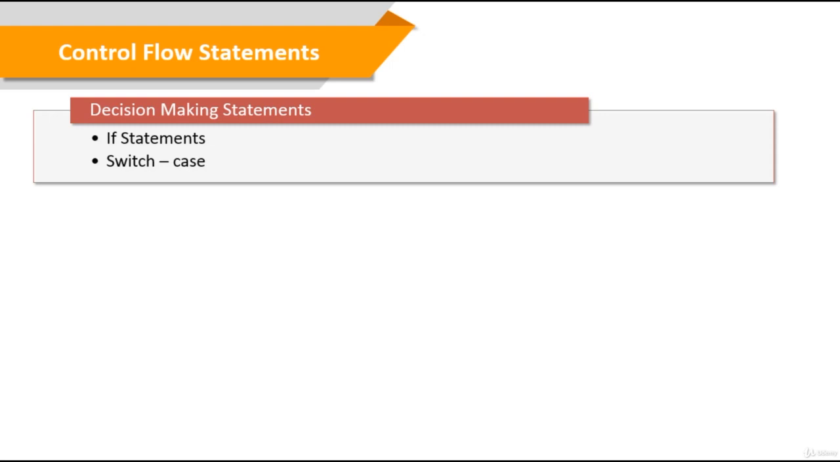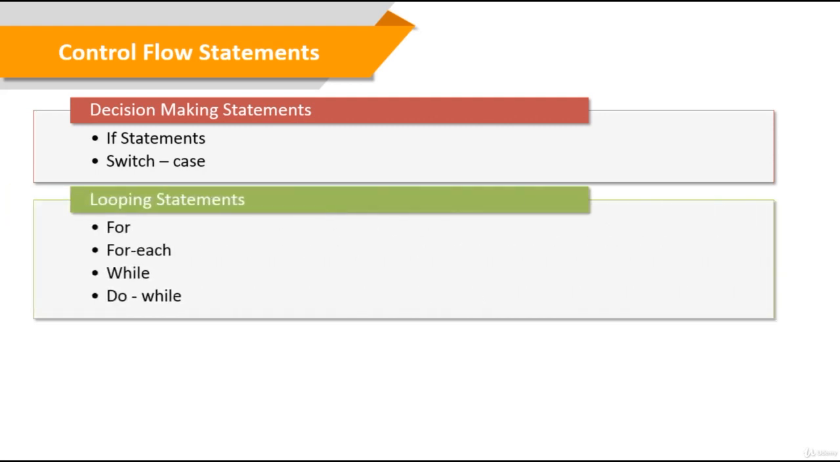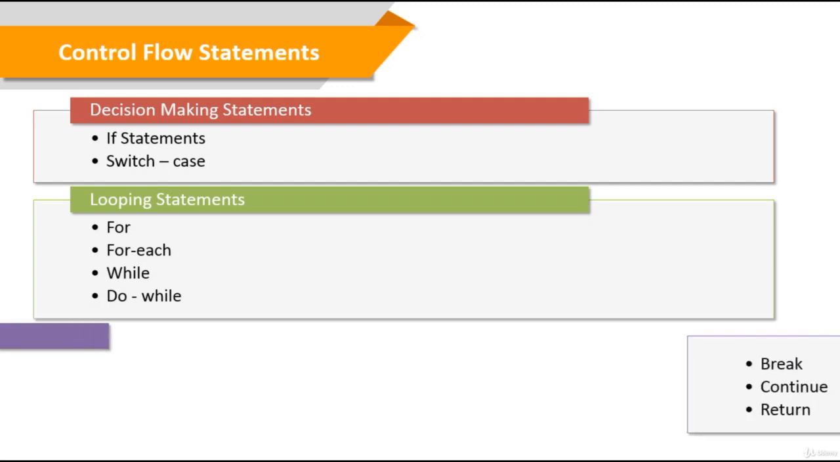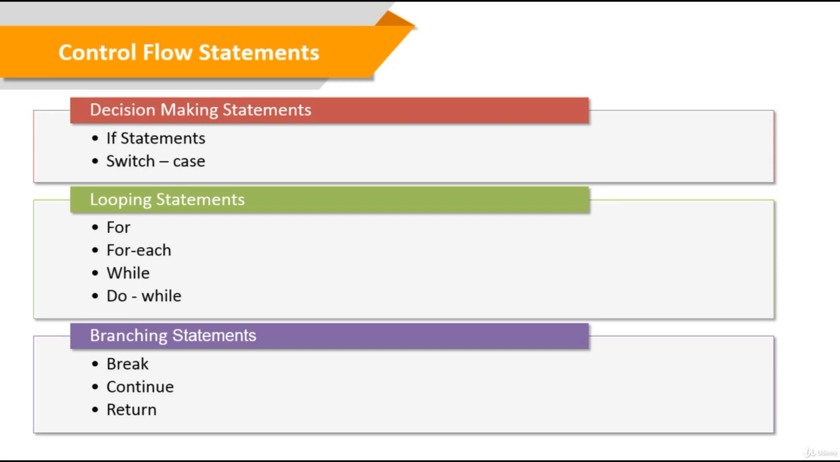Control flow statements. Now, I promised you earlier, so in this section, we're going to learn the fundamentals of Java programming language. And we're going to learn decision-making statements, such as if statements and switch case statements. Then we're going to have fun with looping statements, such as for each, while, and do while loop statements. Then we're going to learn the branching statements, such as break, continue, and return.